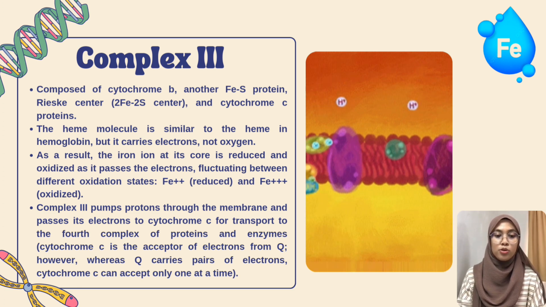Complex 3 pumps protons through the membrane and passes its electrons to cytochrome C for transport to the fourth complex of protein and enzyme.